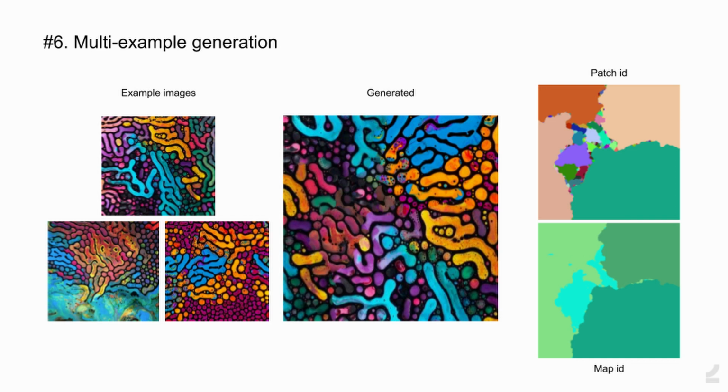And it is not limited to generation from a single example. We can have multiple examples, which can be used to mix multiple images together. So the visualization on the right of the map ID kind of gives you a hint where different colors represent patches coming from the different images. But let me show more explicitly what came from where.